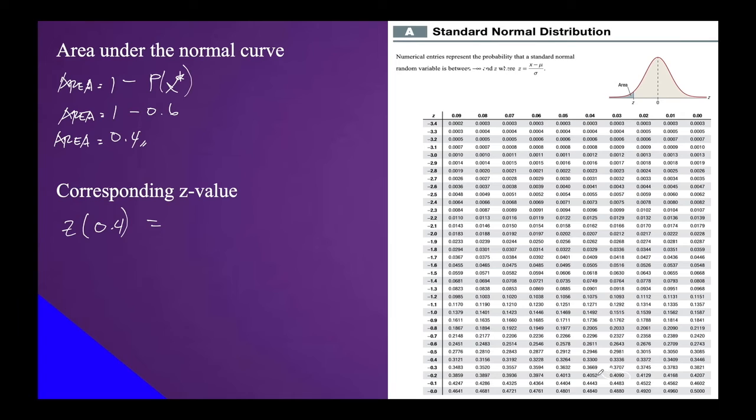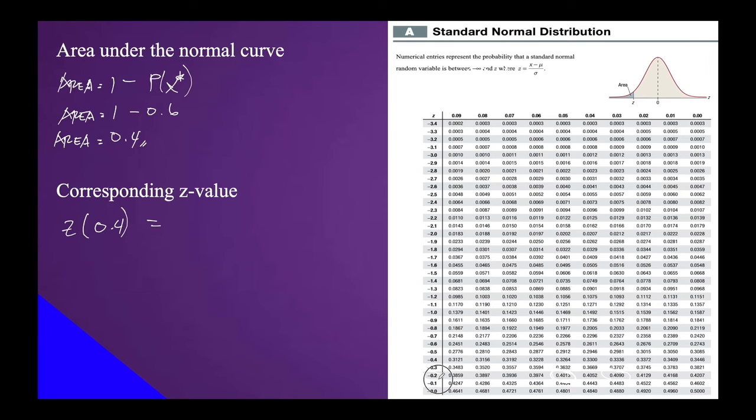4090. Ito, mas malapit ang 4050. At ito, 4013. Mas malapit. 3974. Medyo malayo na. Itong baba, medyo malayo na. So, ito ang pinakamalapit. We have 0.4013. And let's check ano yung value niyan. Ano yung value niyan?